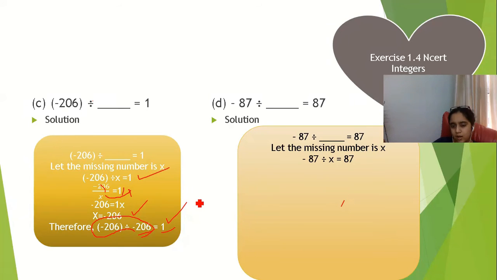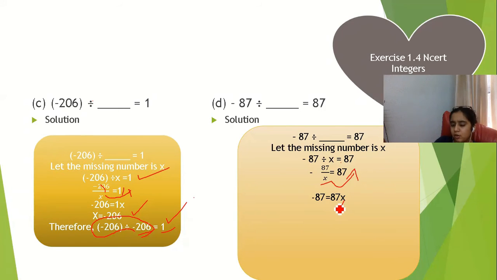What I will do, I will put the value of x in this equation, and my equation will become minus 87 divided by x equals to 87. This x will go to the right hand side and multiply with this number, that is 87. So my equation will become, this 87 will remain as it is, this minus 87 will remain as it is, equals to 87 multiplied by x.